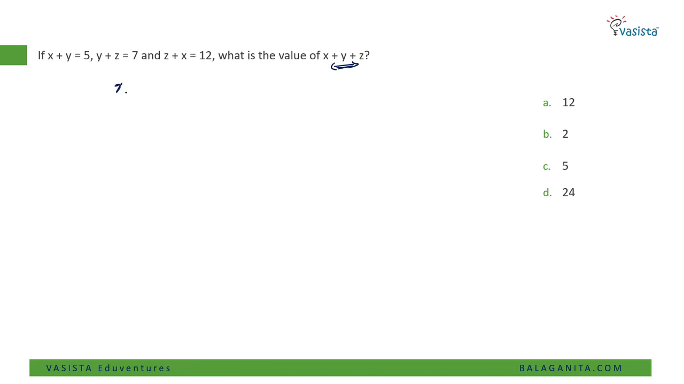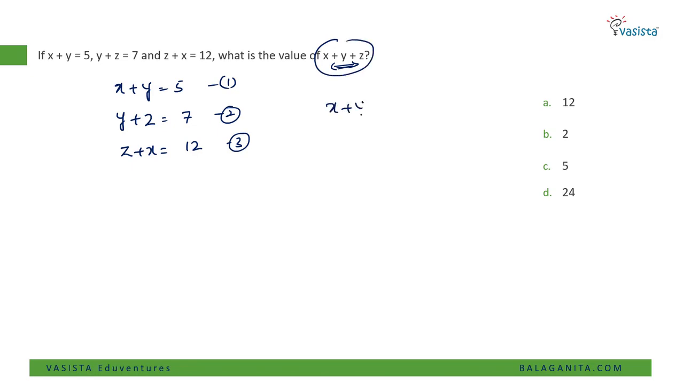Right, what have they given? They have given x plus y is equal to 5. Let me consider this as equation 1. So y plus z is equal to 7 is equation 2, and z plus x is equal to 12. This is equation 3. Right. So what we are supposed to do now is find the sum of x, y, z.